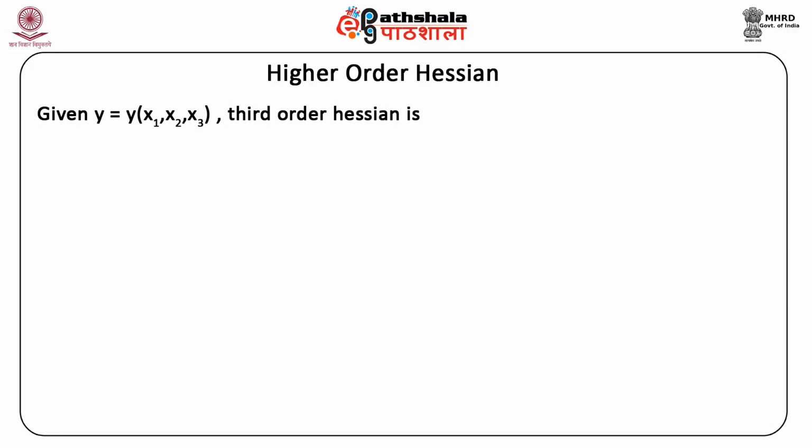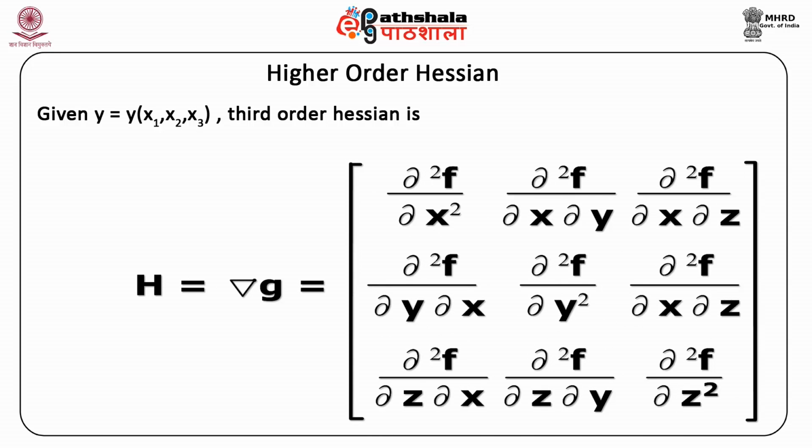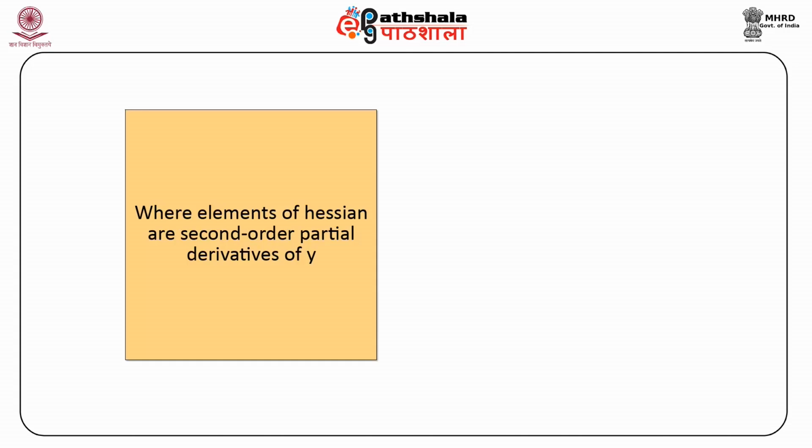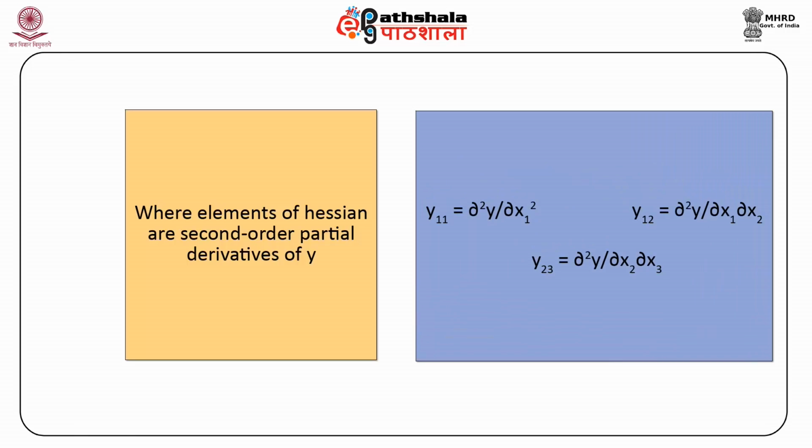Given y being a function of x1, x2 and x3, the third order Hessian is given as H is equal to, for the row, the second order partial derivatives of f with respect to x, y and z, and for the column, all second order partial derivatives of f, where the elements of Hessian are the various second order partial derivatives of y. y11 is equal to del square y upon del x1 square, y12 is equal to del square y upon del x1 del x2, y23 is equal to del square y upon del x2 del x3, etc.